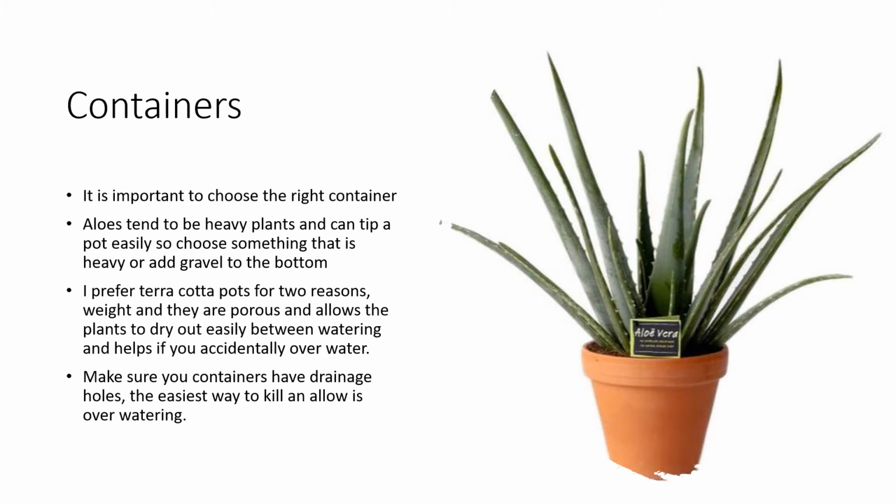Personally, I prefer terracotta pots for a couple reasons. First off, the pot's a little heavier, and the second is it's porous and it allows it to dry out faster. So if you were to overwater, you've got a better chance of keeping that from getting a root rot because that pot itself will wick water away. Make sure your containers have drainage holes. That's a big thing because the easiest way to kill an aloe is to overwater.